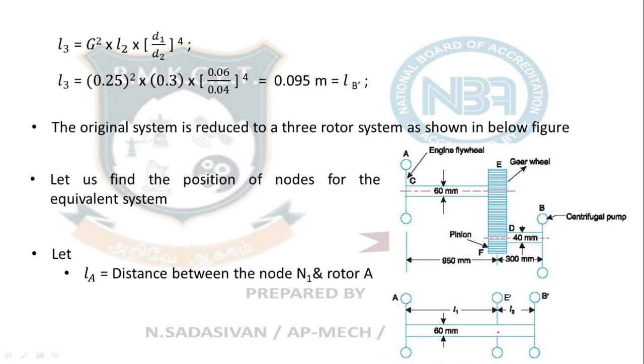So let LA equal the distance of the node N1 and rotor A. LB is the distance of the node from rotor B. Single node configuration, 3 rotor system. If it is a 3 rotor system, then you have another problem. You will have both single node and 2 node conditions, because these two can be rotated in the same direction and this one may be rotated in the opposite direction.